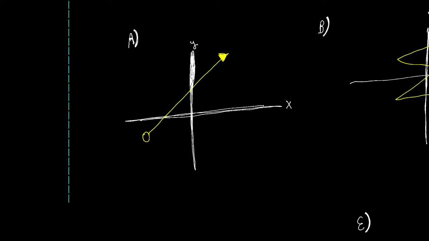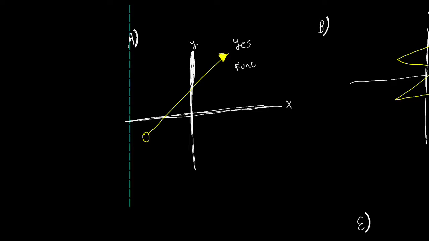We can just get a vertical line here, and we can imagine scanning our graph here. And as we scan our graph, we can see that this vertical line is basically only touching one point on the graph here. So here, a graph passes the vertical line test, so we would say that this is a function. So yes, this is a function.